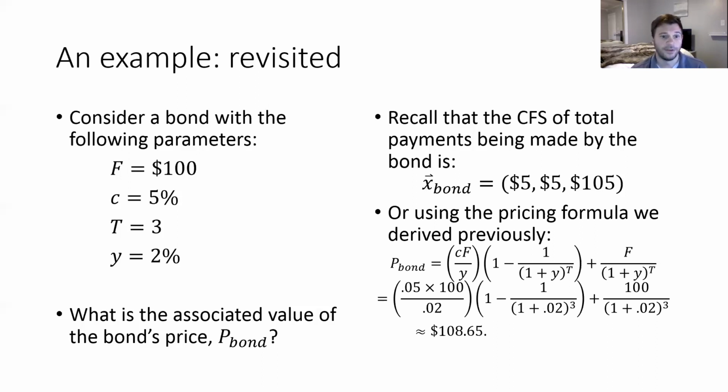Now, the second method here, using the pricing formula, would be something you want to do if, let's say, you had a bond that was associated with making over 100 payments, or maybe T was equal to 100. In that case, you wouldn't want to sit there on your calculator adding up 100 payments. You would want to go ahead and exploit that uniform annuity structure of the coupon payment flow.